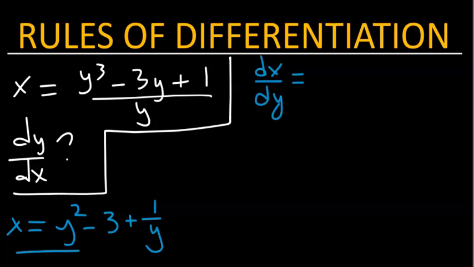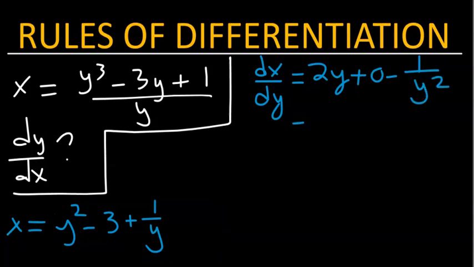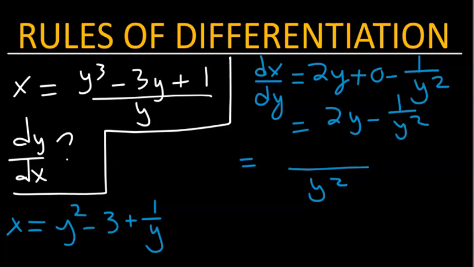dx/dy for the first term is quite simply 2y, because that's what you get by differentiating y squared with respect to y. The second term is a constant, so it will not contribute. That's quite simply 0. The last term is 1 over y, or y to the power minus 1, and its derivative will be minus 1 over y squared. So that's going to give you 2y minus 1 over y squared. You can simplify it a little: over y squared. So that's going to give you (2y cubed minus 1) over y squared.